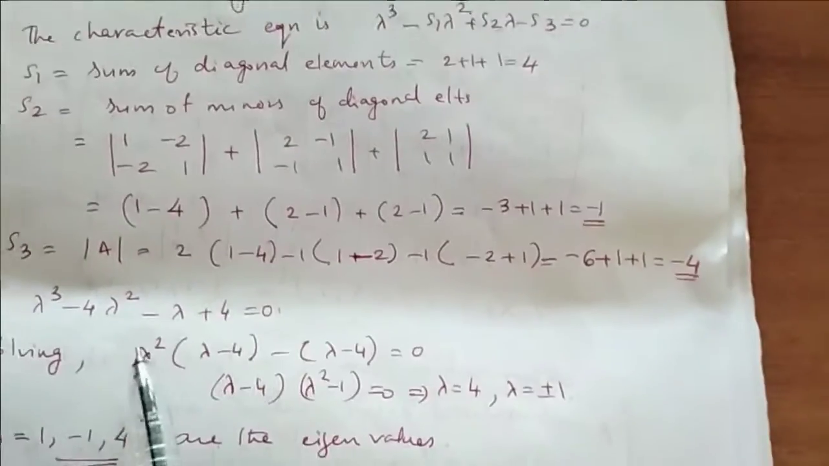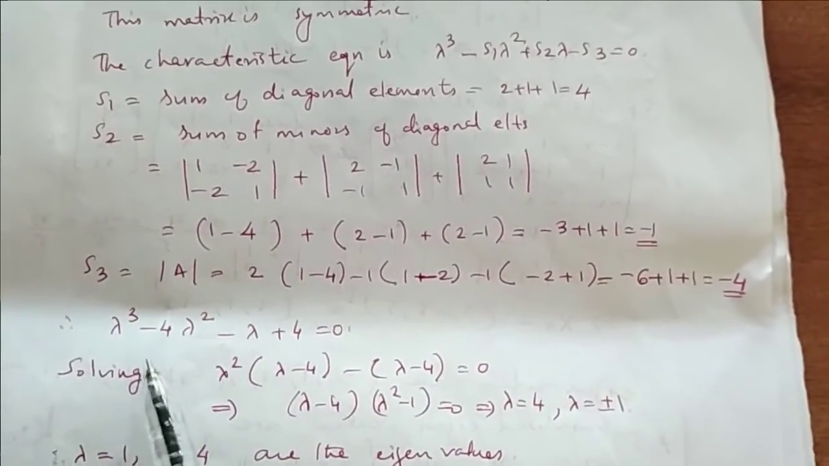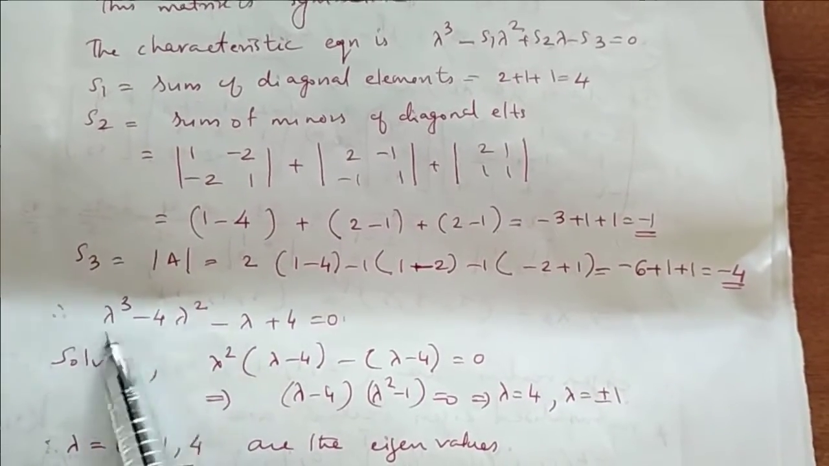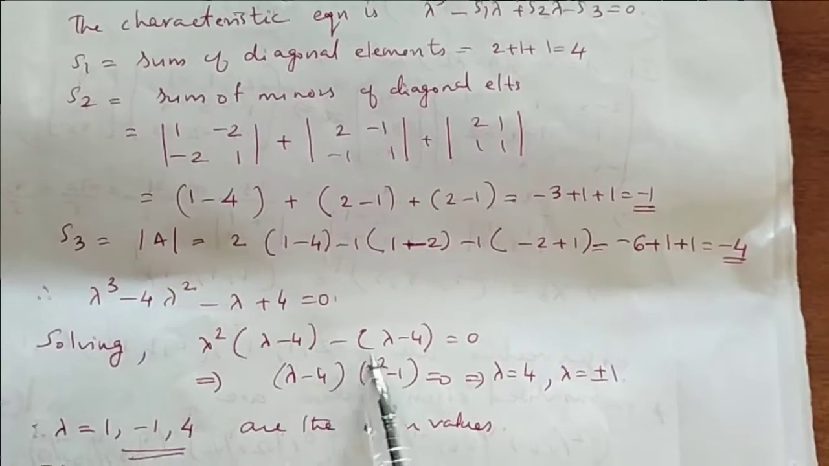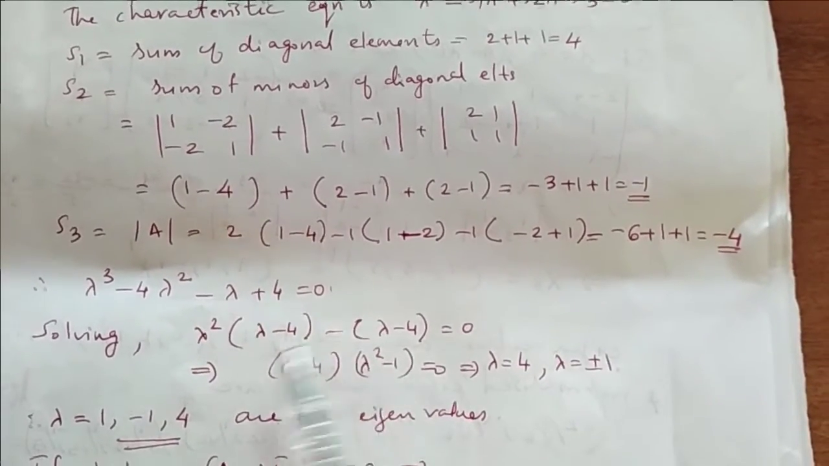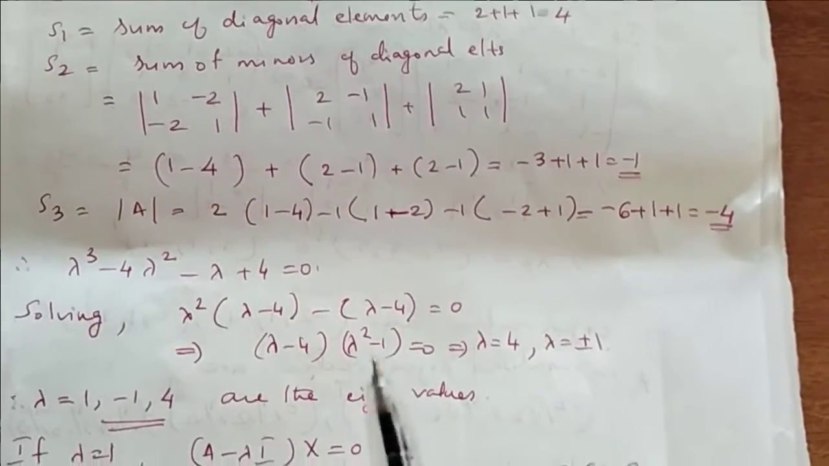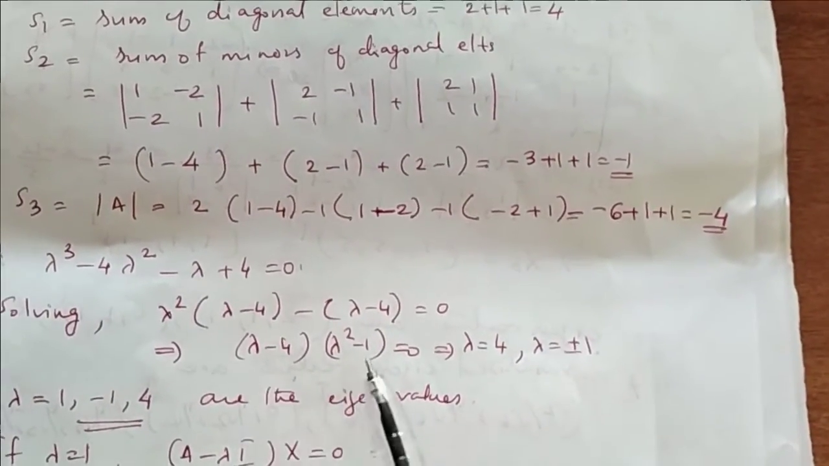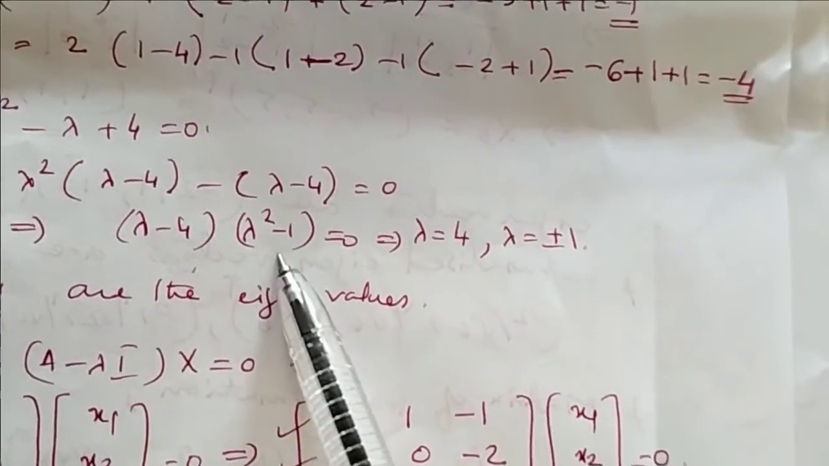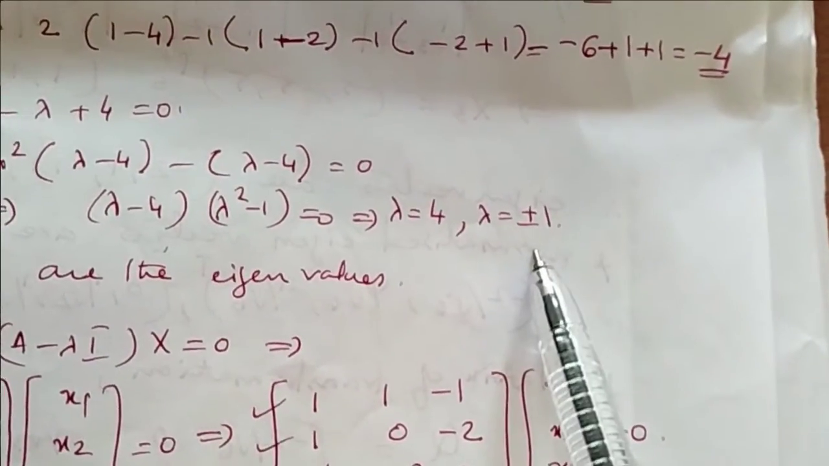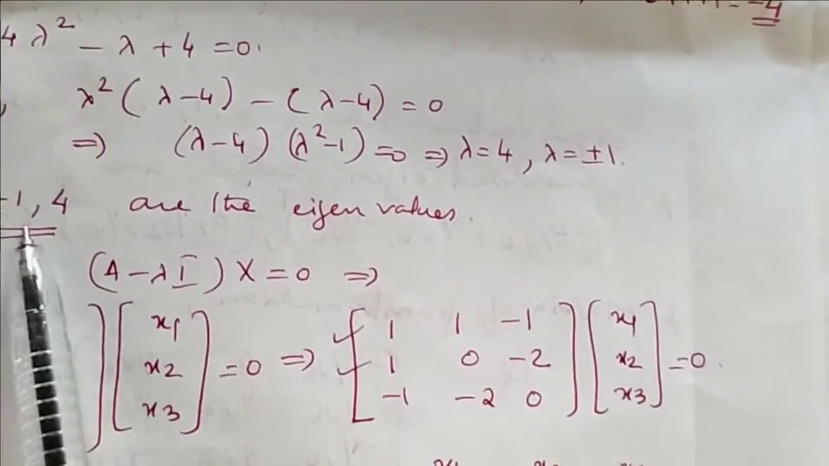We have to solve this equation. We can solve it using a calculator easily, or otherwise, without a calculator, we can factorize. Taking lambda square common from the first two terms, lambda square into lambda minus 4, minus of lambda minus 4. Lambda minus 4 is a common term, so lambda minus 4 into lambda square minus 1 is 0. Either lambda minus 4 is 0, so lambda is 4, or lambda square minus 1 is 0, so lambda is plus or minus 1. So there are three eigenvalues: 1, minus 1 and 4.